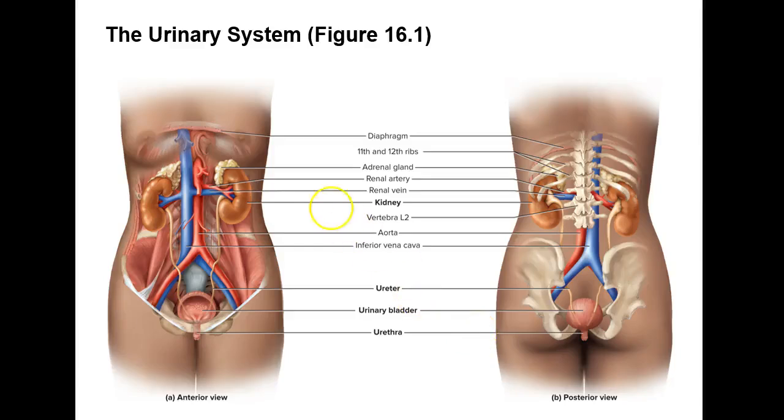In this overview video, we're going to look at the general anatomy of the urinary system and talk about some of the major functions of this system. So looking at the anatomy first, you'll notice that there are two kidneys. These are the primary organs of the urinary system.